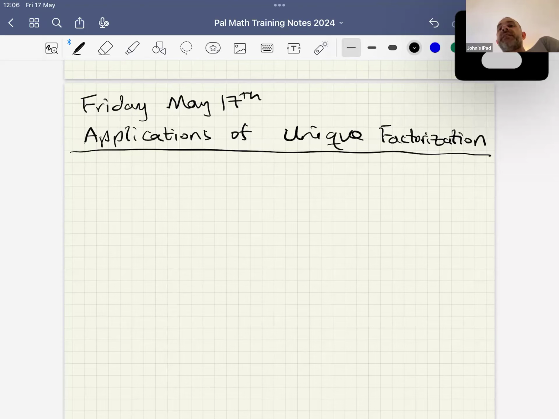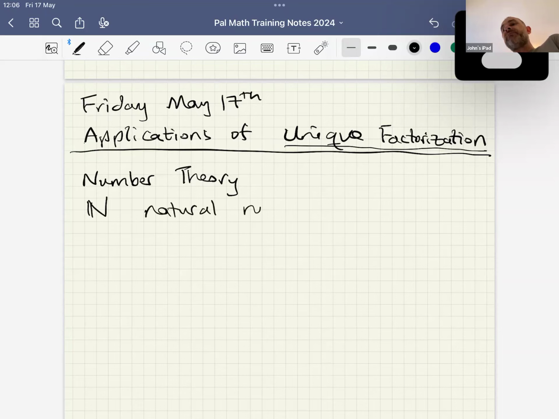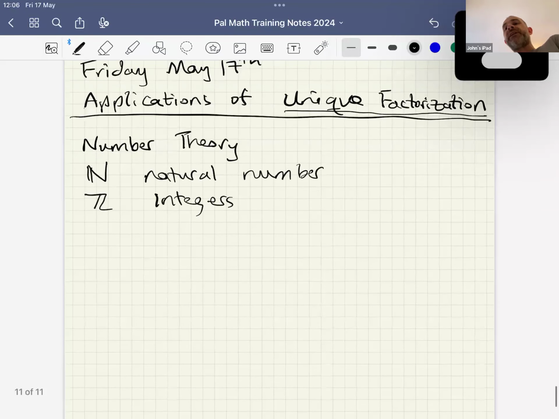Okay, so the topic is going to be number theory again, but it's unique factorization. What that means is that we've got the natural numbers, N, which I mentioned last week, and I also mentioned the integers, or the whole numbers. And it's about the way you can factorize integers into primes. So let's just recall what you probably already know.